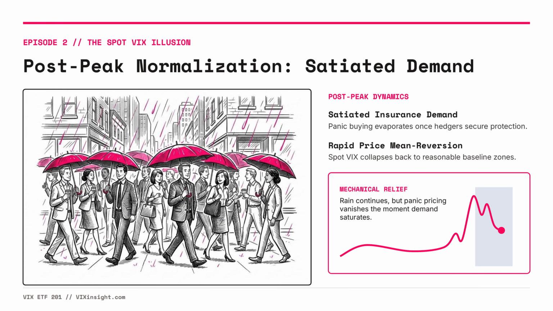But what happens right after the storm peaks? You almost always see the VIX collapse back down very fast. Why? Because the worst of the storm passes, and more importantly, everyone who needed an umbrella already bought one. Panic demand disappears and umbrella prices crash back to normal levels.